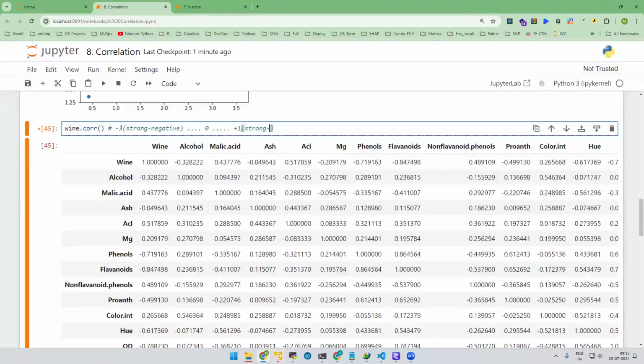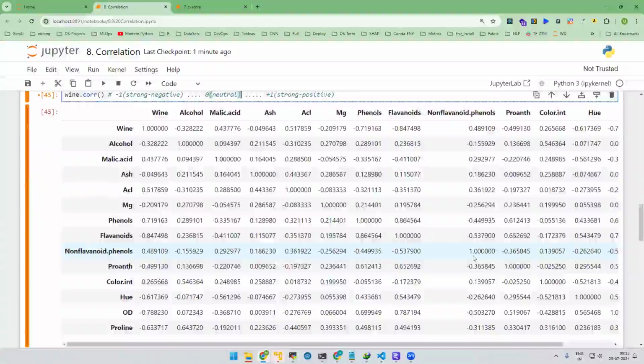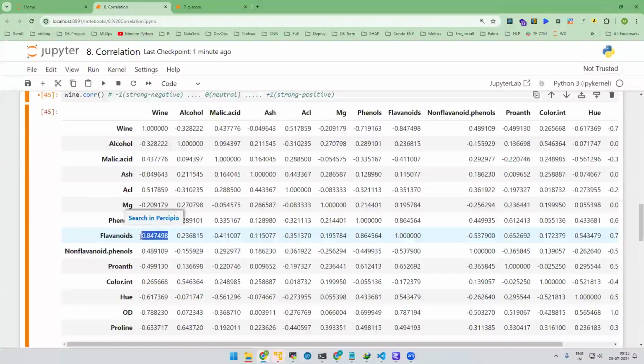Whereas in this case, it is positive. Whereas if it is near to 0, in and around 0, it is neutral, right? So by this, is there any other high positive correlation or high negative correlation near to -1 or +1? Flavonoids and wine. Yeah, this is a high negative correlation, right? If flavonoid increases, wine decreases at a rate of 84.7%, that is 85%.